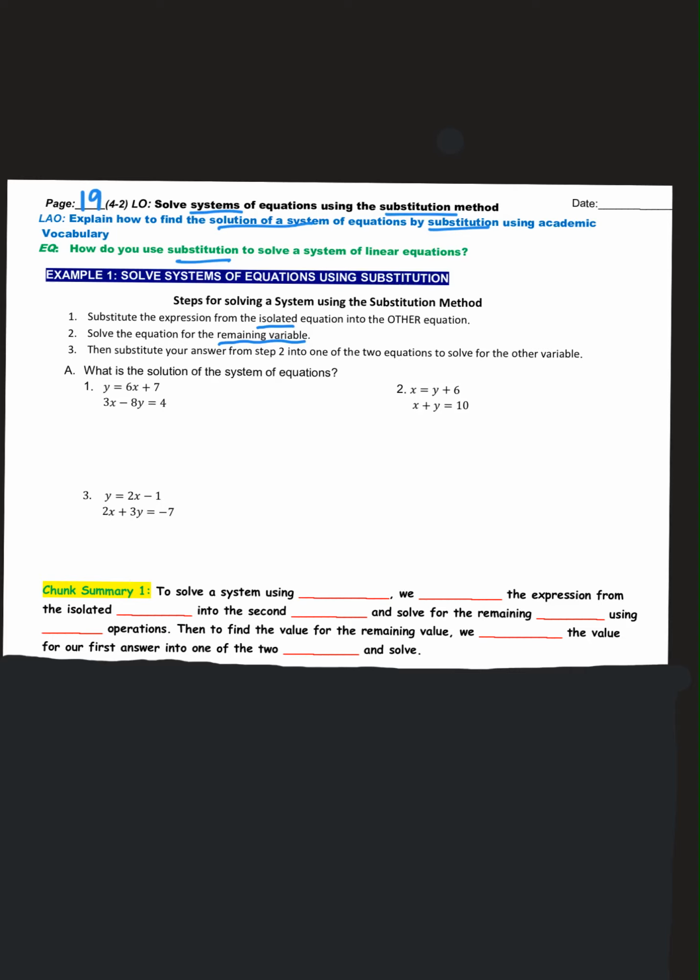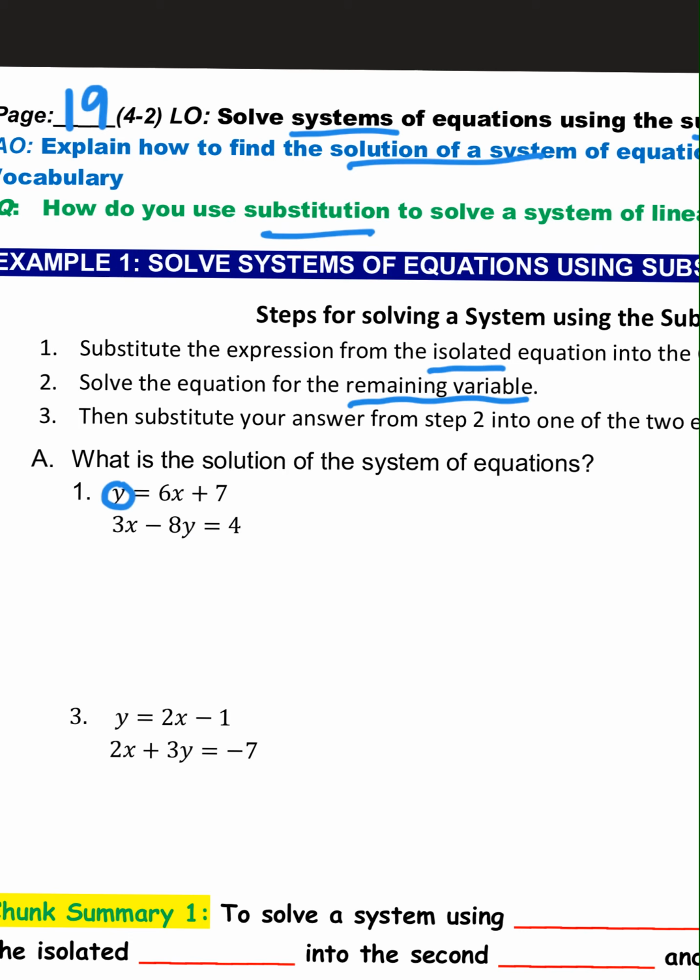Okay, so what is the solution to the system of equations? We're going to do number 1 together. So it says step 1, substitute the expression from the isolated equation into the other. So what's isolated? Well, when I'm looking at number 1, I see that y is isolated. It's all by itself, all by its lonesome, okay? I know that y actually equals 6x plus 7.